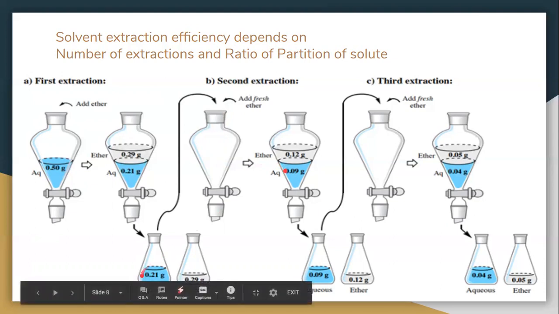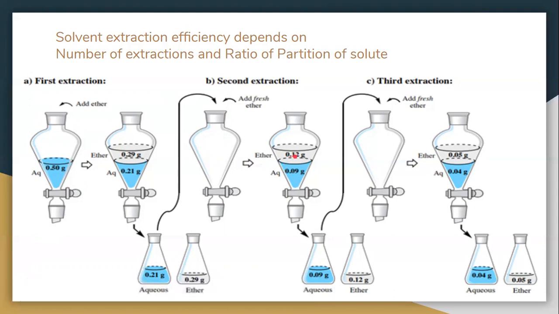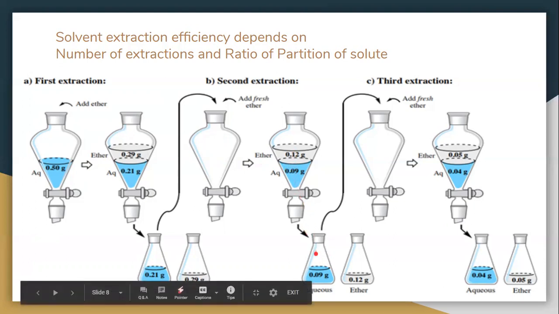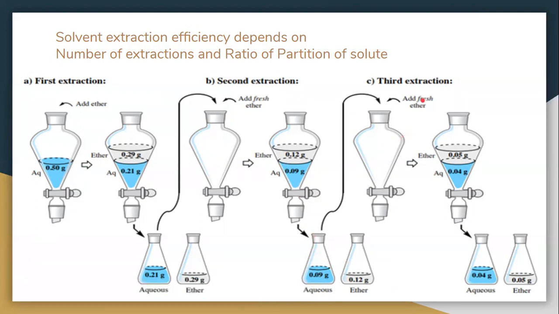Out of 0.21 grams of solute, 0.12 grams is transferred into the organic layer, that is the ether layer. In aqueous, how much remains? 0.09. Again after attaining equilibrium, we separate these two phases. In water, 0.09 grams of solute remains. Again that is transferred into a third separating funnel, and we repeat the same process. Out of 0.09 grams, 0.05 grams of solute is transferred into the ether. Again, after attaining equilibrium, we separate.